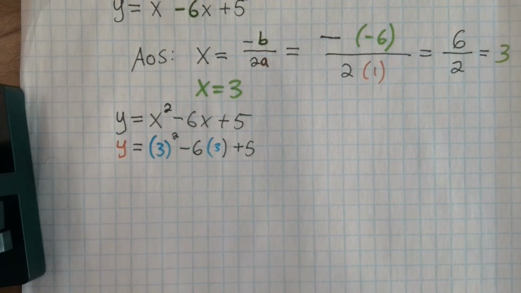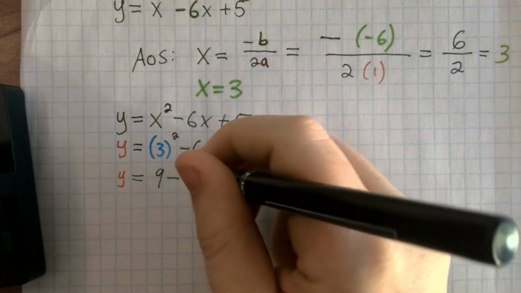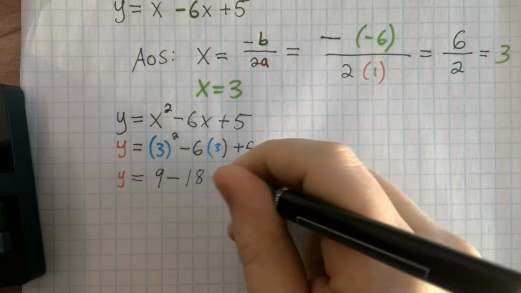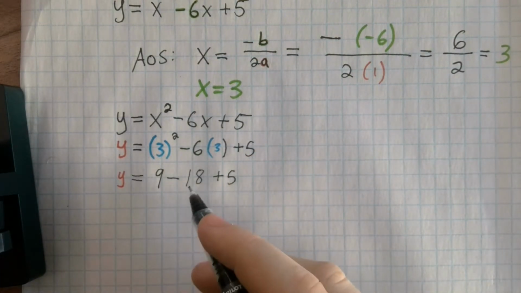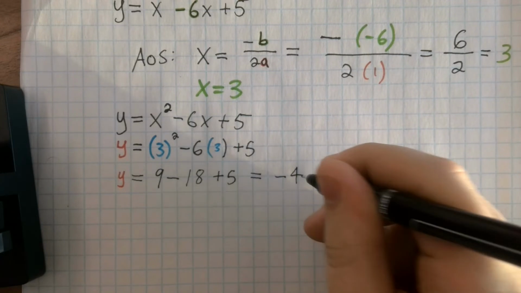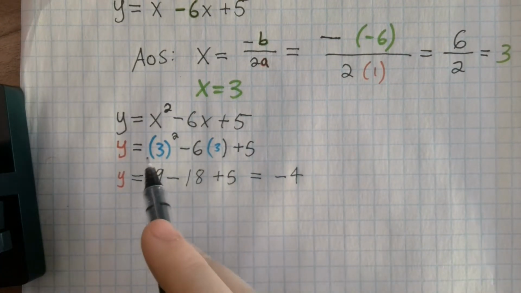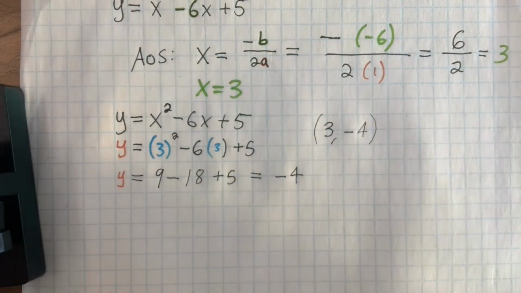3 squared, we know, is just going to be 9, right? So this is just y equals 9 minus, what's 6 times 3? 6 times 3 gives us 18, or with this minus sign, it'll be negative 18. So 9 minus 18 plus 5. And of course, 9 minus 18 is negative 9, plus 5 gives us negative 4. So we plugged in 3, we got out negative 4. That means that our vertex is at (3, -4).